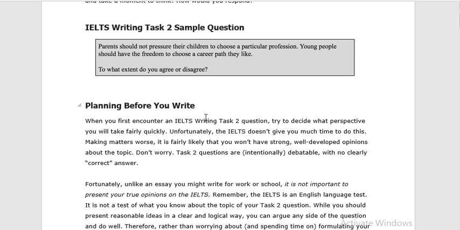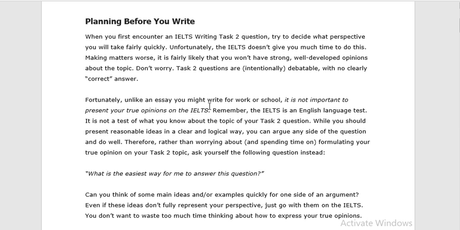So what are the basic tips? Plan before you write. You have 5 minutes to think about what you will write.